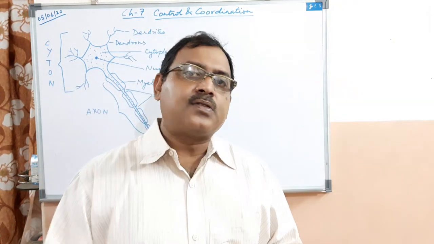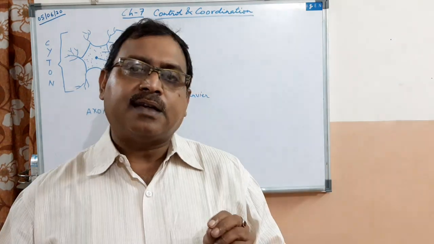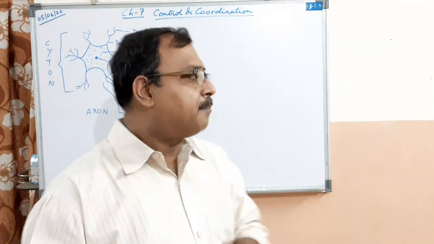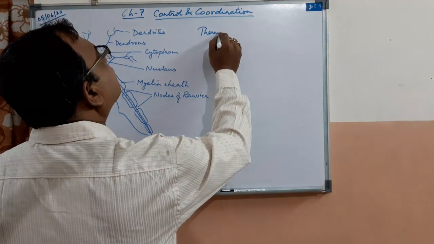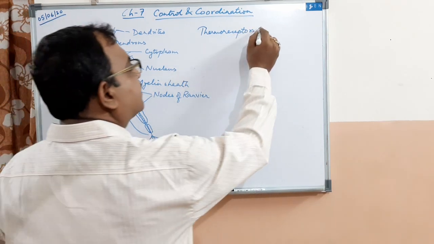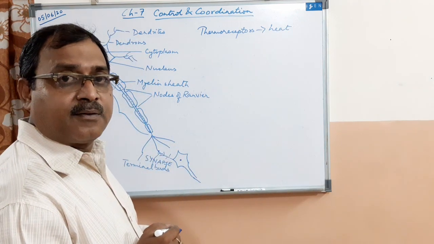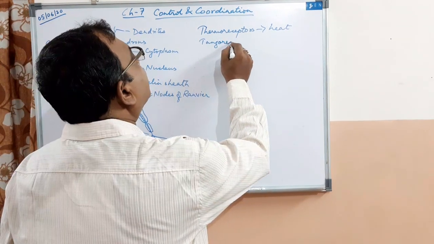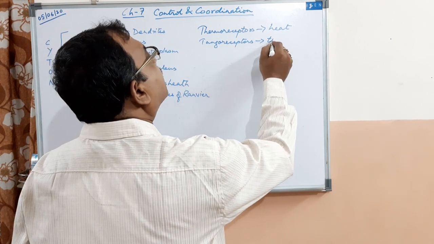Now in all these sense organs, different types of cells are present. These are called the receptor cells or simply receptors. For example, think of thermoreceptors. They will sense heat, right? Then tango receptors for touch.